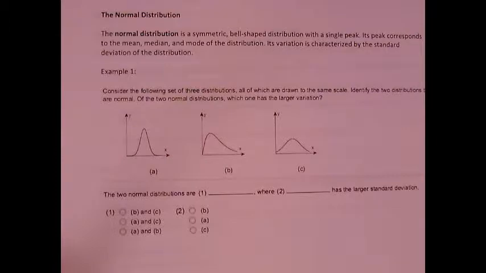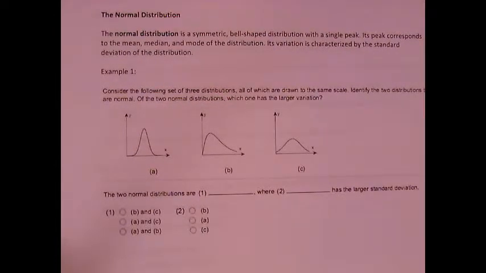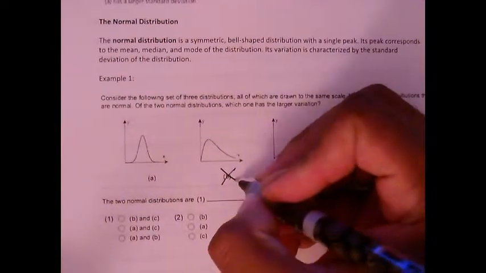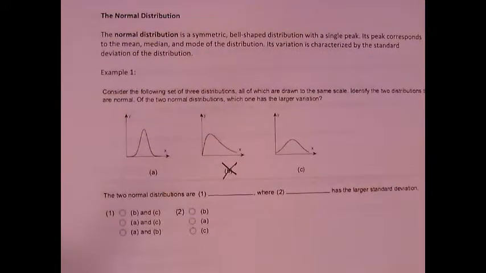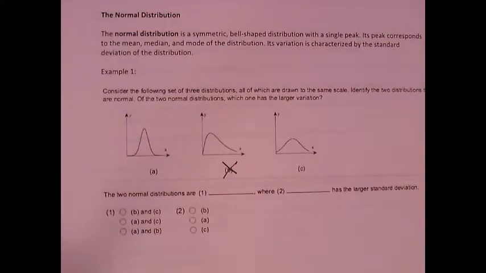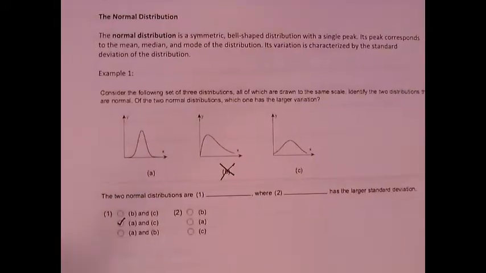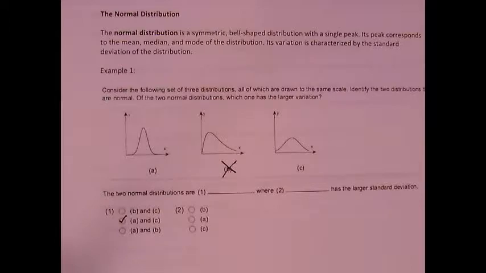In this case, I can tell you that graph B would not be a normal distribution because a normal distribution has to be in the form of a bell-shaped curve. So I can eliminate B altogether. And here I see that A and C are normal distributions. So I'm going to choose this answer choice, A and C.